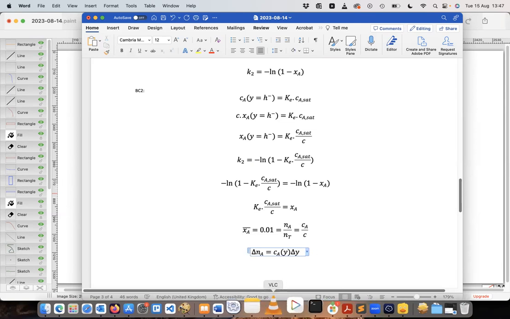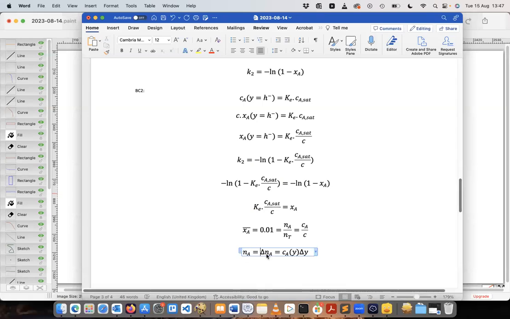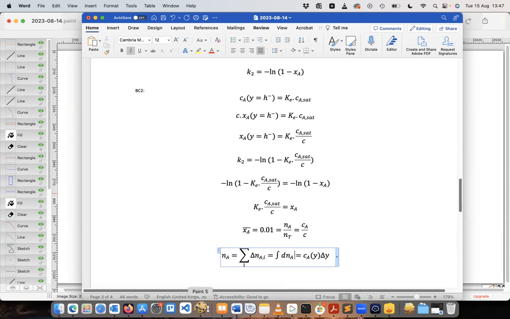So we want NA, the total number of moles in the slab. And we can, of course, get that by integrating all the contributions across that slab. So we can say here, sum over i of delta NA i, or we can write that as the integral of dNA, right? NA is, of course, the integral of dNA.